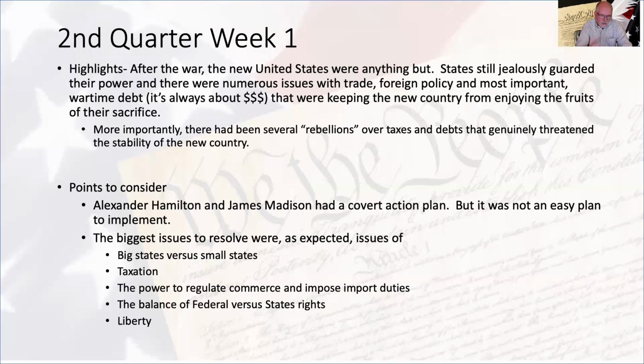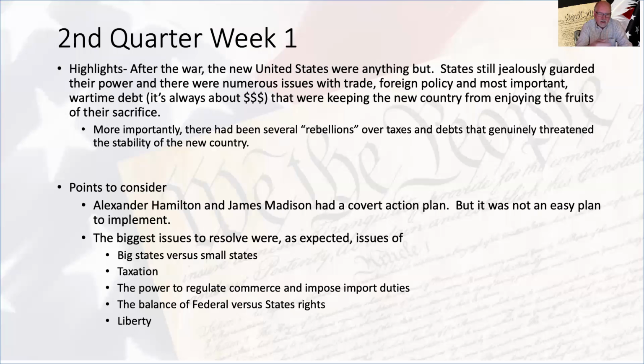So enter the dynamic duo of Alexander Hamilton and James Madison. They had a covert action plan, and I use that word very specifically. They decided to get a meeting of the minds, right? All of the great colonial power players at the time, the men who had sat in the Continental Congresses, who had been in state legislatures, men of experience in both war and government, to get together in Philadelphia and fix the Articles of Confederation. Of course, this is not what happened. As soon as they got there, they basically said, this isn't going to work. They tossed it out and started all over.